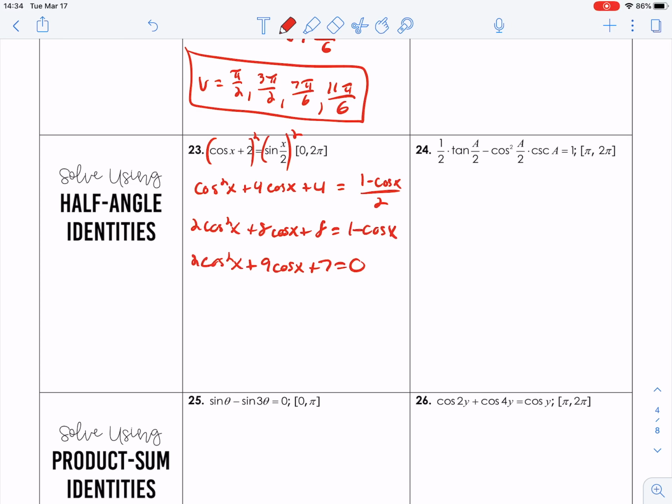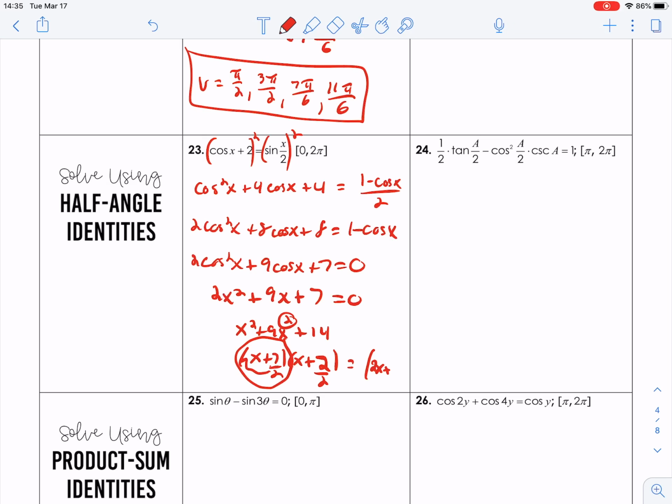Now we just use regular factoring. If you're a little confused, we can switch it back to x. So we get 2x squared plus 9x plus 7. I take out the 2 and multiply it by the constant and get x squared plus 9x plus 14. Carry the 2. Factor that now, we get x plus 7, x plus 2, and now I divide by 2. If you can't simplify anymore like this one, we just bring the 2 to the front. So I get 2x plus 7, and the other one, 2 over 2, simplifies to x plus 1.